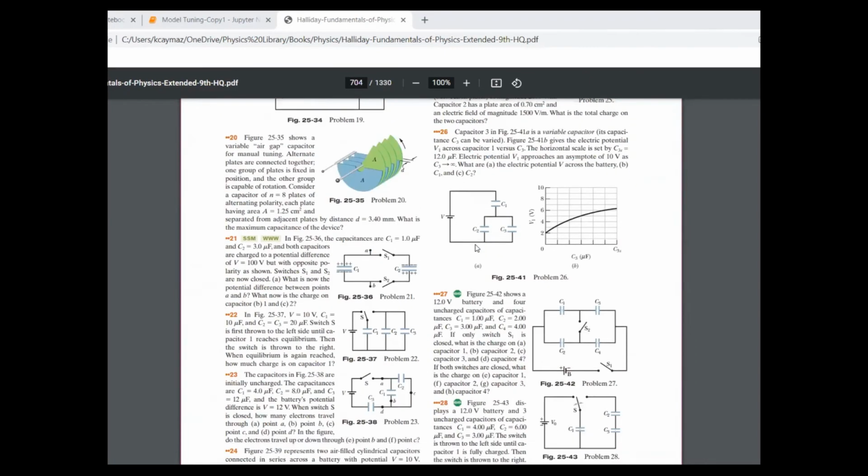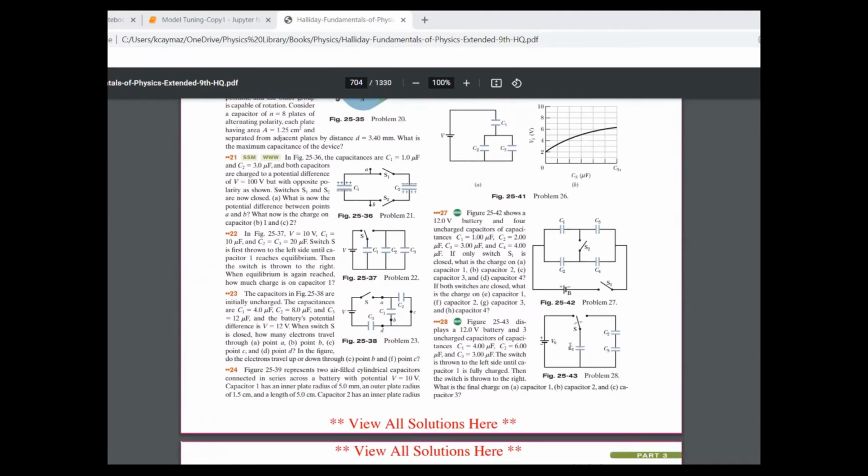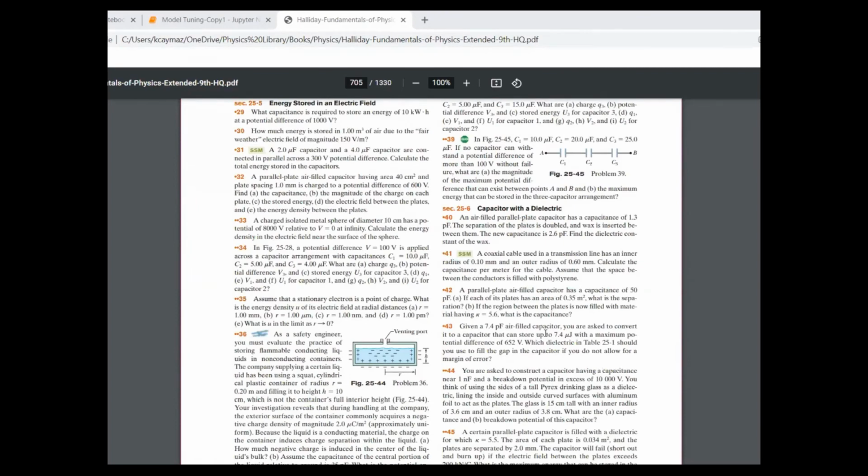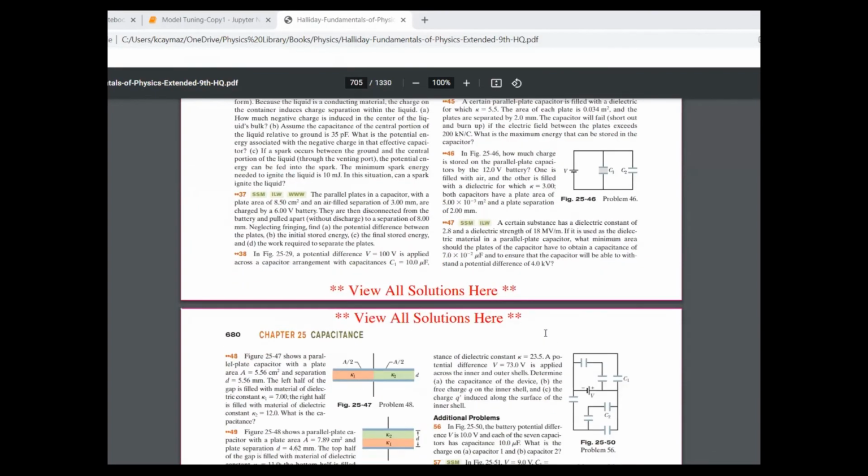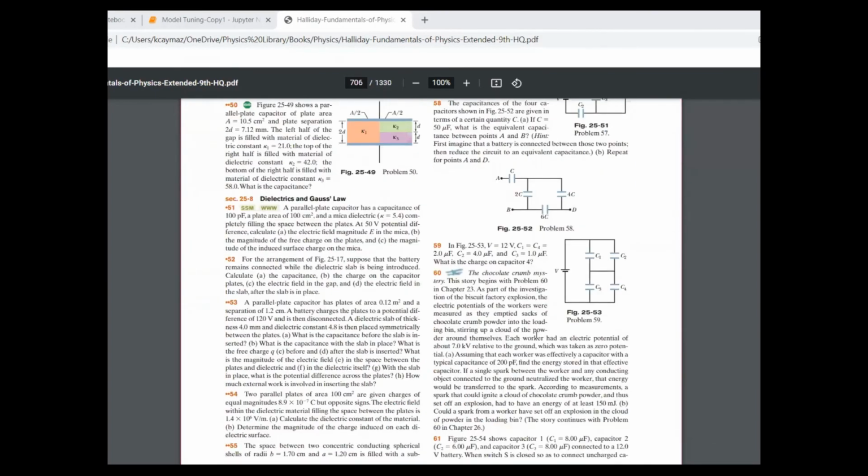And then you also have the obvious stuff. Look, you got this kind of setup. What is the total capacitance? You got this kind of setup. What is the total capacitance? It's like pick and choose problems. Everything that you see here is a standard physics problem.